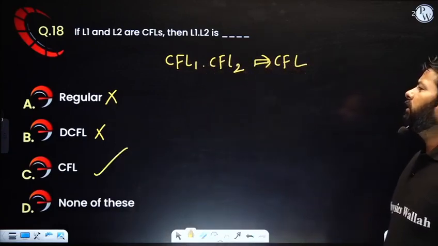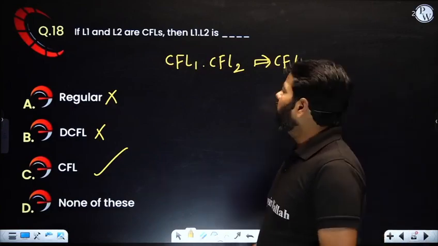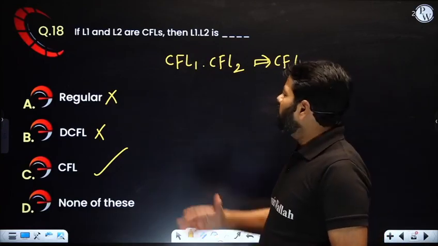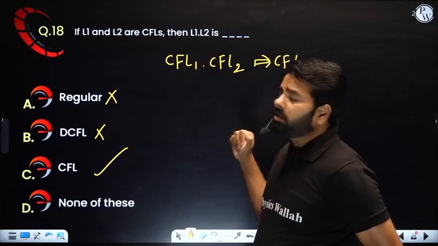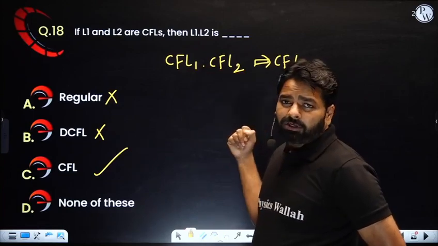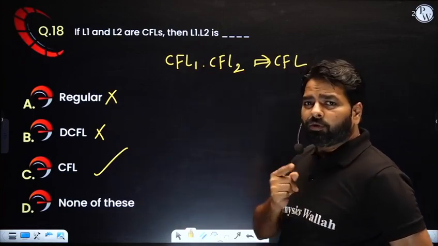Now you got to know the many things that are going to come into picture. You think about a lot of homework questions like CFL dot DCFL, what happens, and CFL dot regular, what happens. So think about all such questions. I am giving you homework for that.